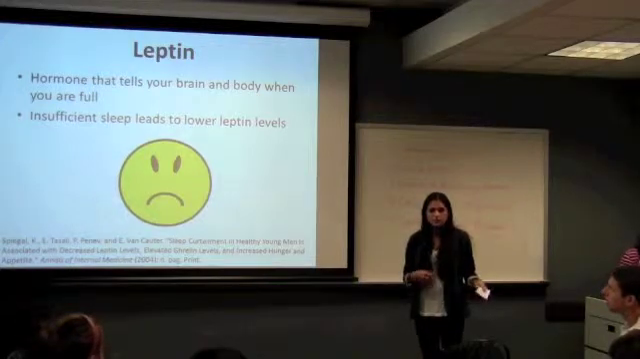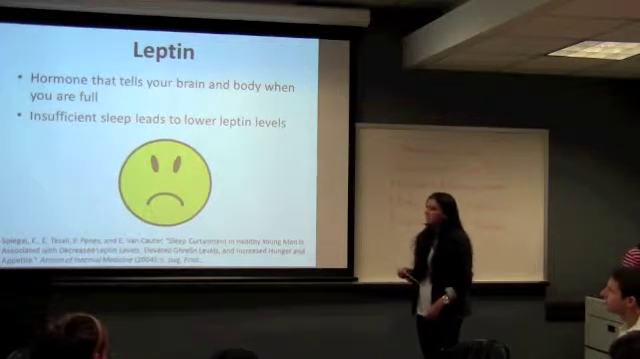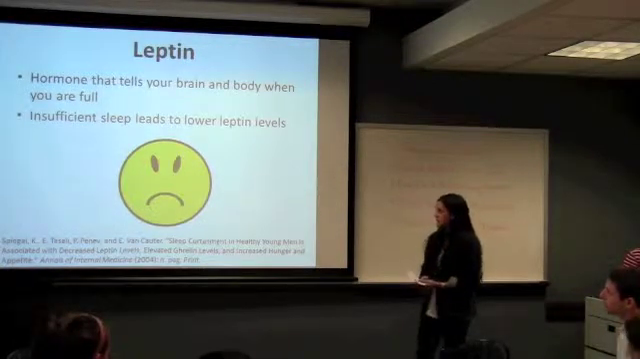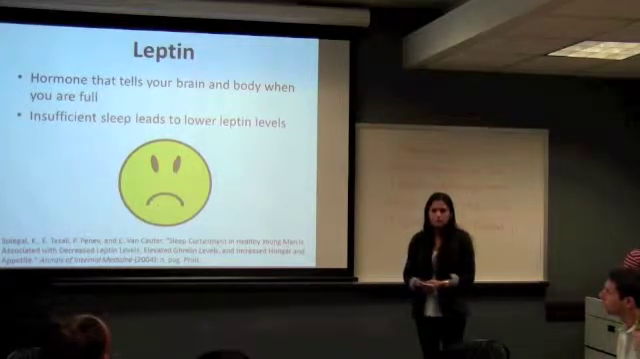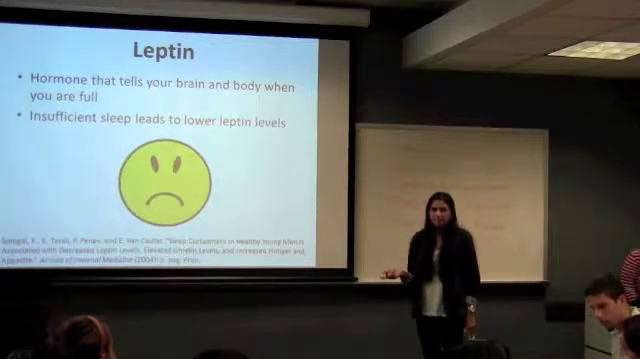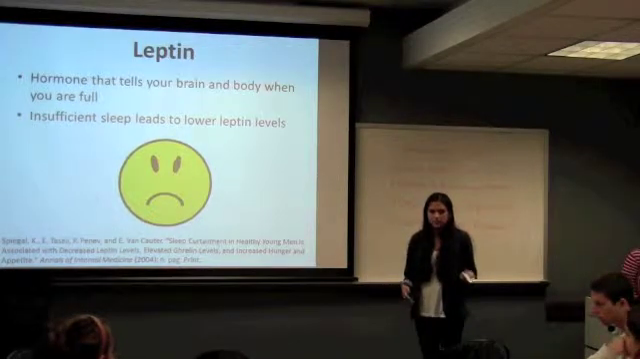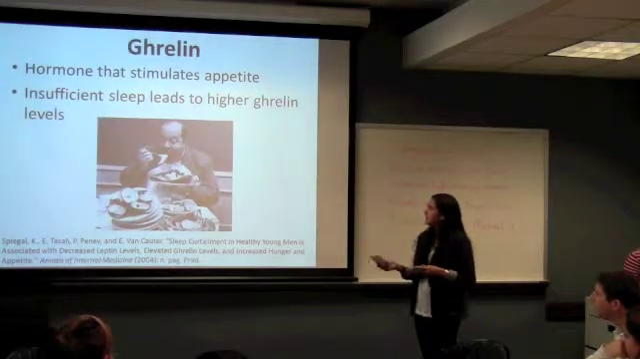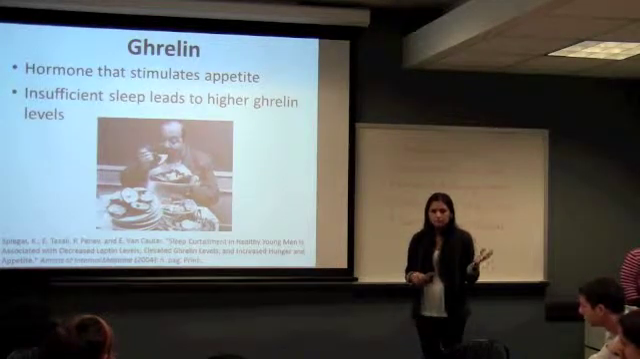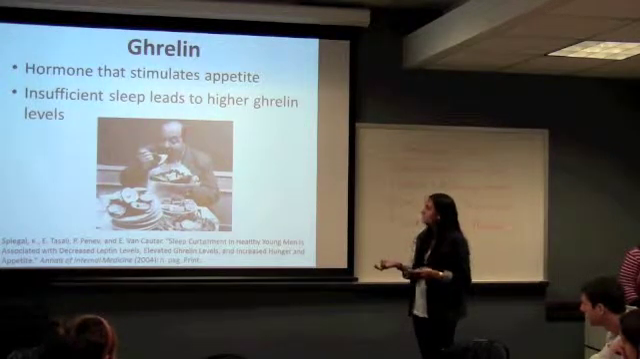Leptin is a hormone that tells your body and your brain when you're full. In a study from Chicago, they tested 12 healthy men for leptin and ghrelin levels, and basically they monitored them after 2 days of sleep deprivation and 2 days of extended sleep, and they found that after insufficient sleep, leptin levels decreased, which meant that it took more to make you full, which can lead to overeating. And then ghrelin is a hormone that stimulates appetite. So with decreased leptin comes increased ghrelin, which means that you're overeating and taking more to make you full.